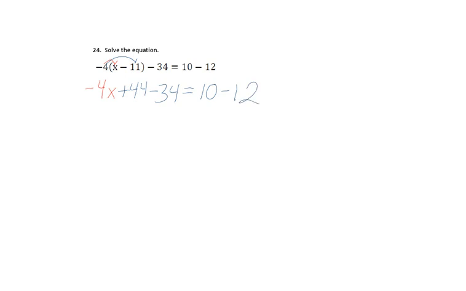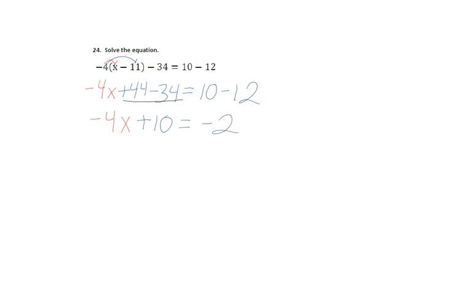Next, let's combine everything we can. I see that the 44 and the minus 34 combine. That's going to become positive 10. And I see 10 minus 12 also combines. That's going to be negative 2.